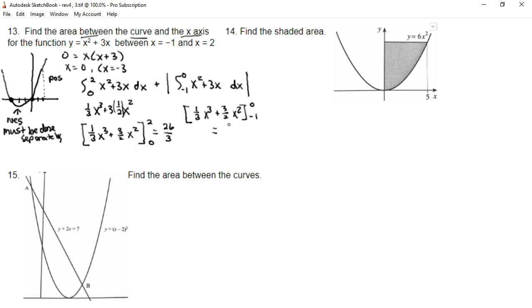Anyway, when I use the same thing, I put in 0 and negative 1. I find out it's negative 7/6. But when I take the absolute value of it, it's 7/6. Now, remember, now I've just found two areas. I'm not subtracting these. I'm adding them together to find the total area.